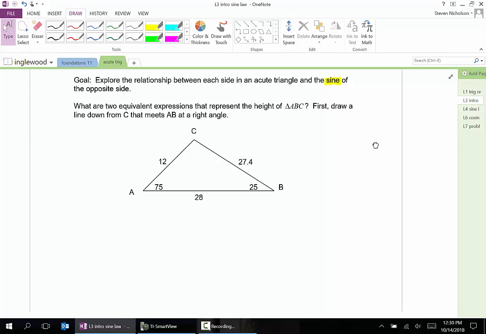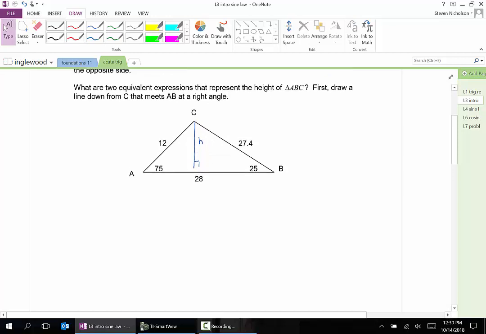Now, an acute triangle is a triangle where the angles are less than 90 degrees. All angles are less than 90. So in this one, we see a 25, we see a 75, and the remaining angle is going to be an 80. So all our angles are less than 90 degrees. What we're going to do is drop a vertical, and we're going to label this H, simply for the height of that triangle.